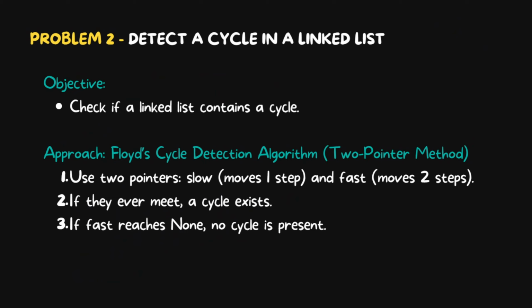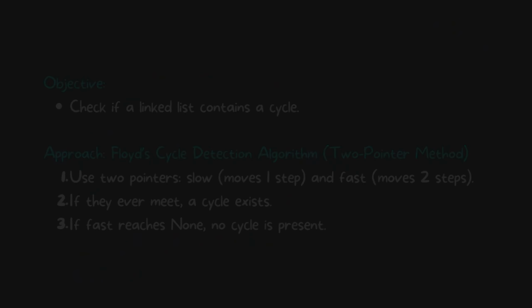Now let's move on to our second problem, detecting a cycle in a linked list. A cycle occurs when a node links back to a previous node, creating an infinite loop. We will use Floyd cycle detection algorithm, also known as the two-pointer method. Let's go step by step through the implementation.